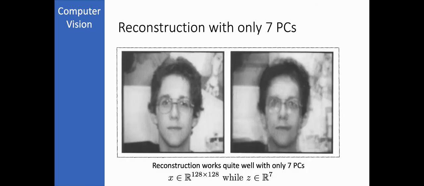Now, using only 7 principal components, they were able to reconstruct faces of new individuals quite well, actually. Here the image is 128 by 128, and they reconstructed it with only 7 variables. So they reduced the number of variables from somewhere around 16,000 to only 7. And you see the reconstruction is not very bad. It's quite interesting. It's really a huge compression of the information that you need to represent the data sample.